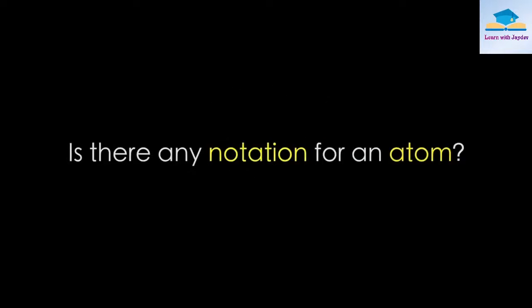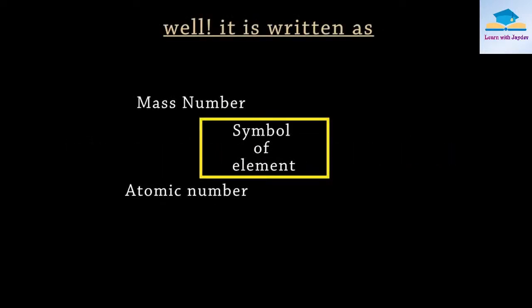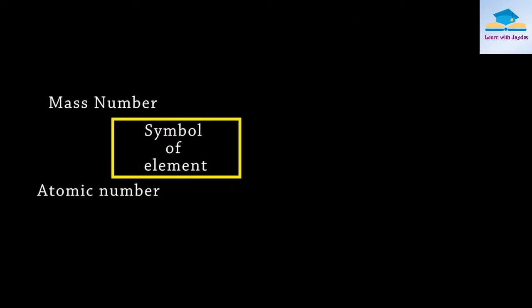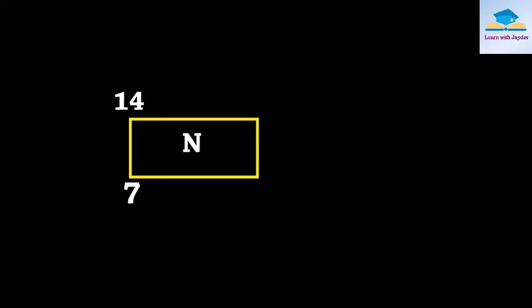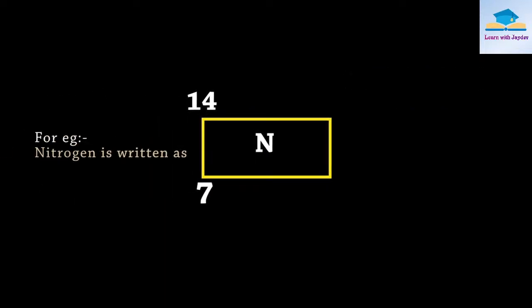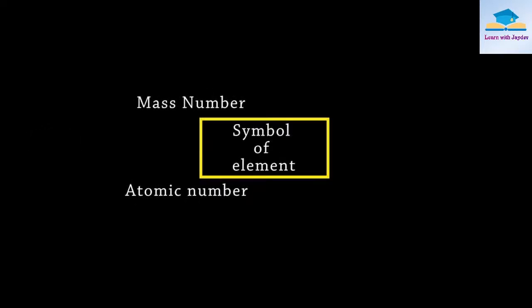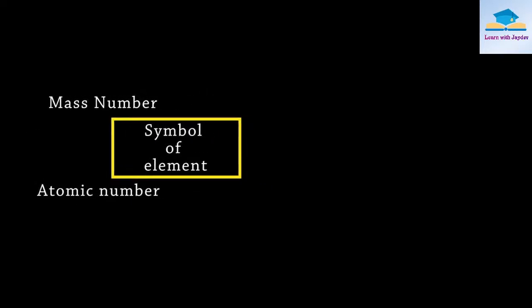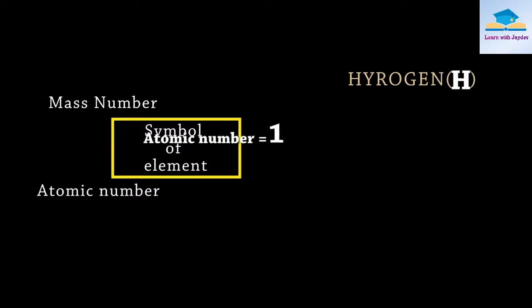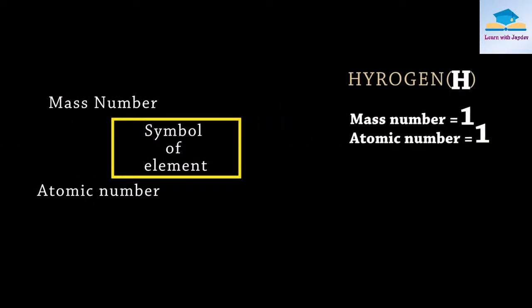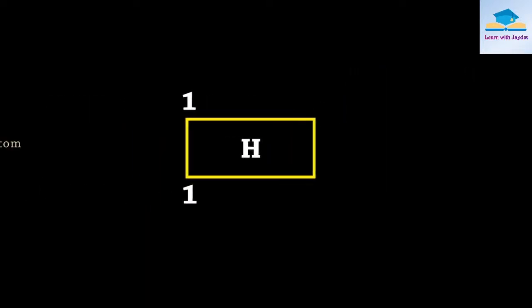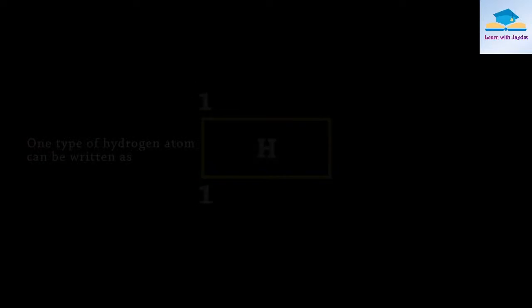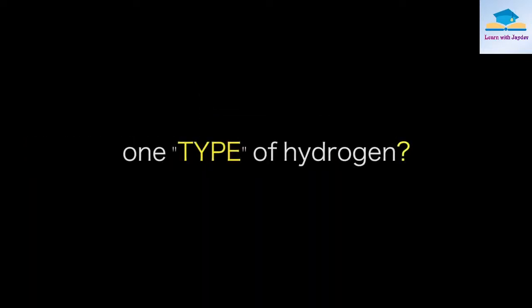Is there any notation for an atom? Well, it is written as, for example, nitrogen is written as. Now, what about the hydrogen atom? Its atomic number is 1 and mass number is 1. Then one type of hydrogen atom can be written as. Did I say one type of hydrogen atom?